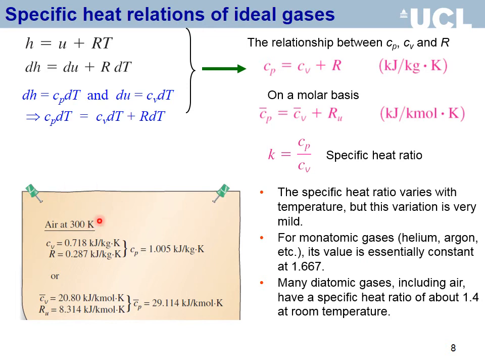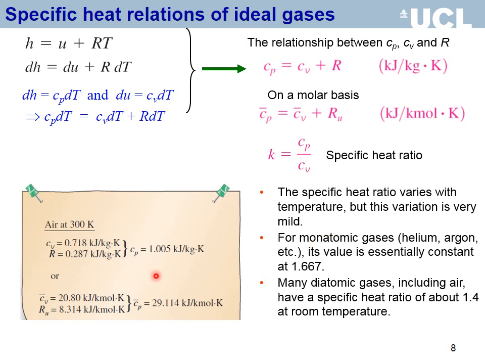Now for air, for some of the problems that we will be solving, at around 300 Kelvin, which is room temperature, Cv is about 0.718 kilojoule per kg Kelvin. R for air, which is this gas constant for air itself, is equal to 0.287 kilojoule per kg Kelvin. So if you put both of these Cv and R in here, you will calculate Cp as equal to 1.005 kilojoule per kg Kelvin. And per molar basis, you can convert it by using molecular weight of air, right?